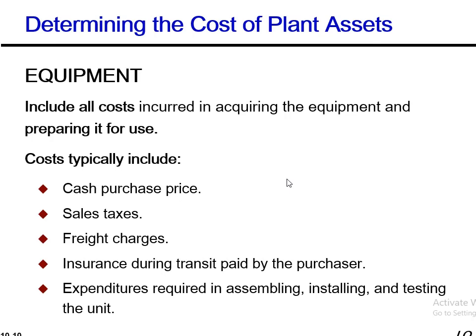So that is the installation cost. And once the machine is assembled and installed, you perform testing. Some items are produced just to test that the machine is functioning properly. So the material cost of those items, that testing cost, is also going to be added into the value of equipment. So if you assemble all these costs together, that is considered the cost of equipment.